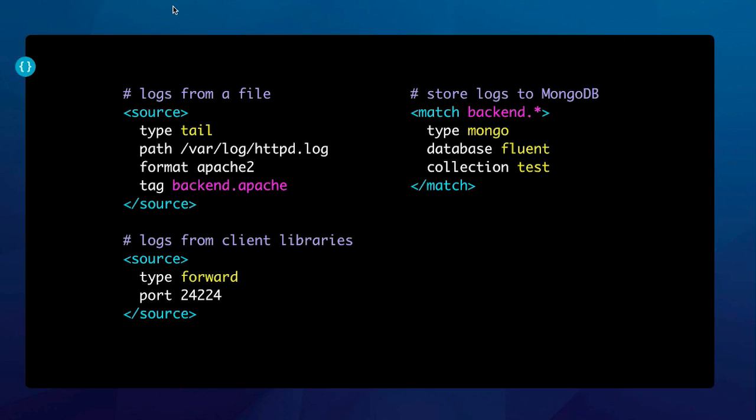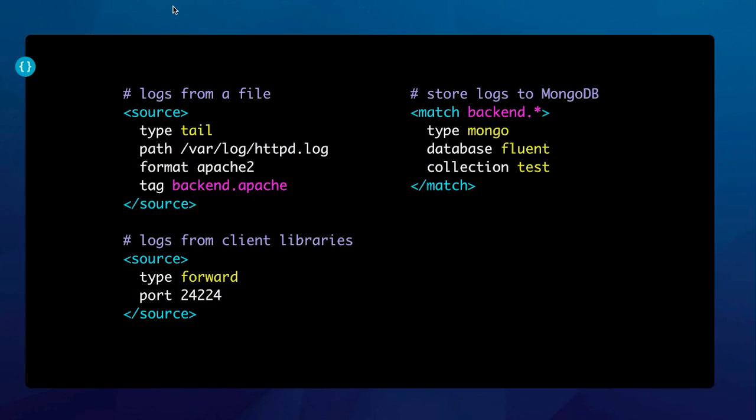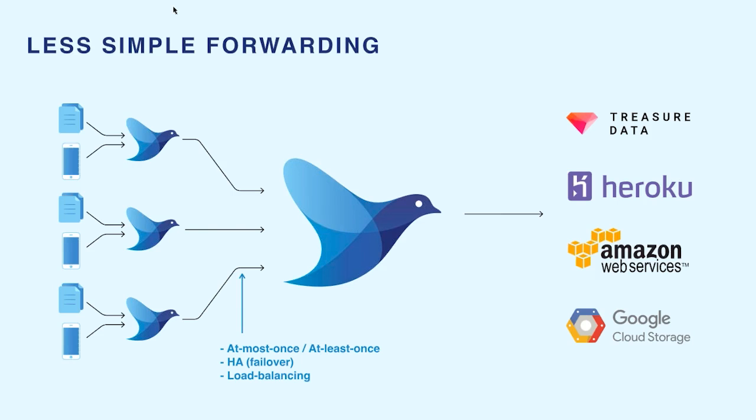And the one thing that I left out of this, and I'm sorry, but there would be another match for PostgreSQL in this case. So there may actually be two configurations under the match parameter. Here we have one. A less simple forwarding is what happens when, for example, your system starts to scale. So once you have simple data forwarding covered, you can go on to do more advanced data forwarding.